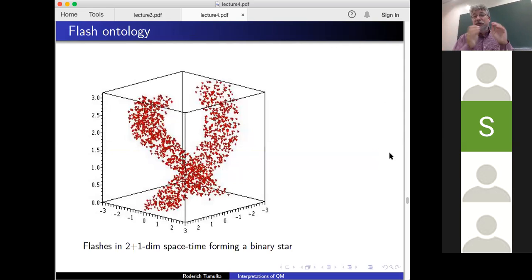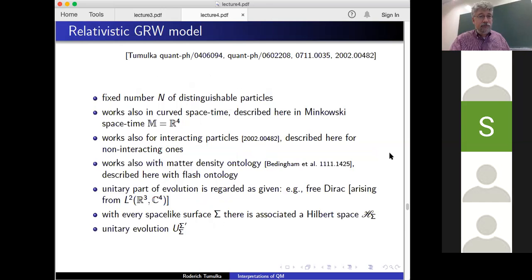Okay, so I will actually define how the theory can work, how a GRW theory can work in relativistic spacetime, and I will use the flash ontology. Recall the flash ontology. It says matter is just in world points, finitely many points. Okay, so here's how the relativistic GRW model can be set up. Let's consider a fixed number n of distinguishable particles. The model works also at curved spacetime, but here I will describe it in Minkowski spacetime. It works also for interacting particles, but here I will just describe it for non-interacting ones.